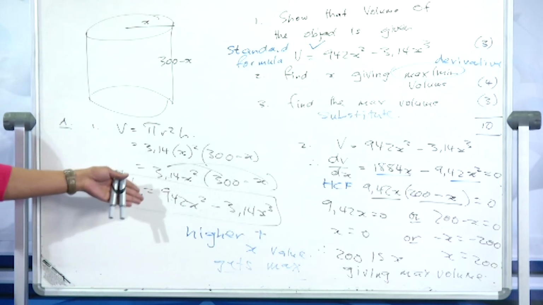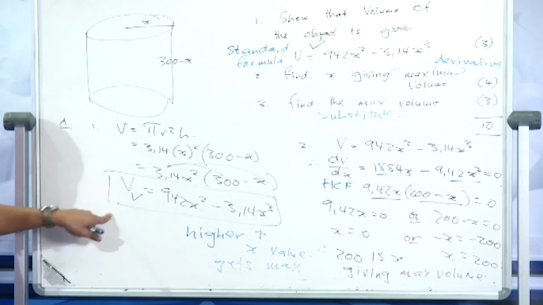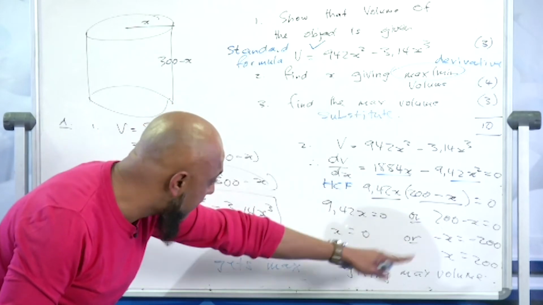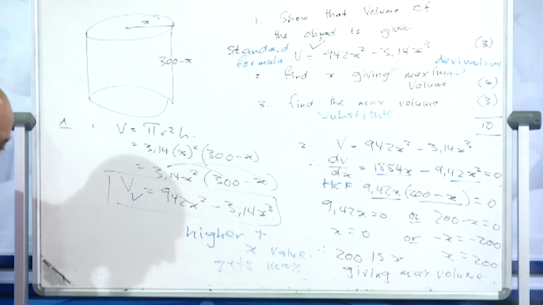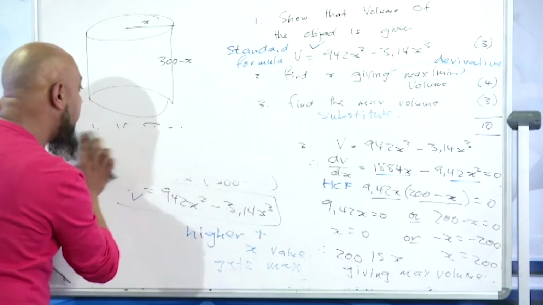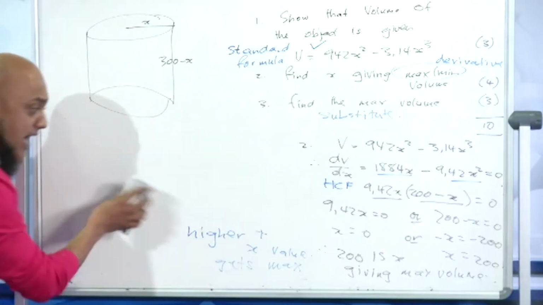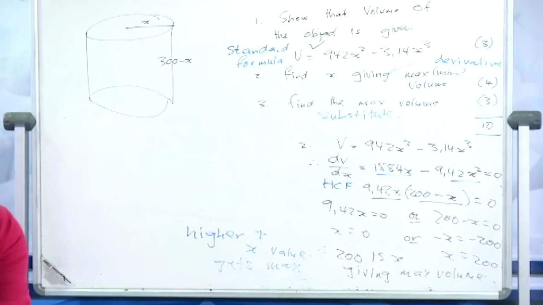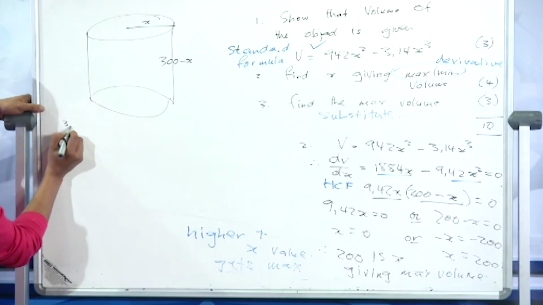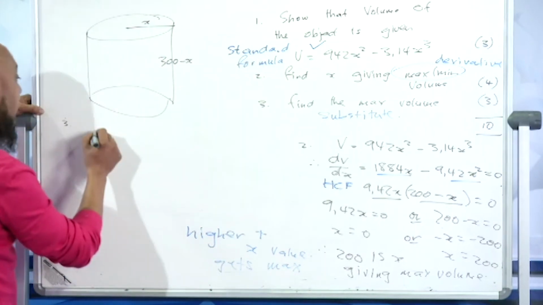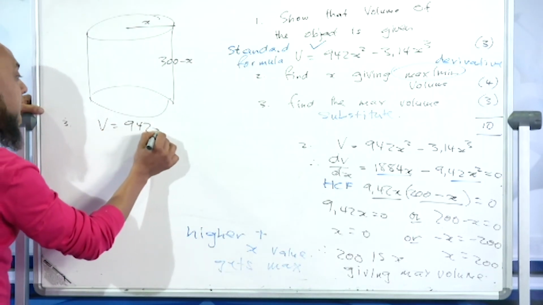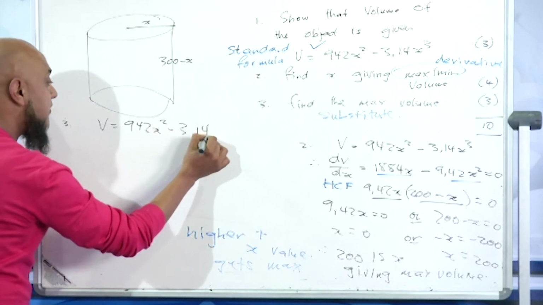Now they say question number 3. So what did we do? We got question number 1. We did the derivative. We solved for x. Now they say find the maximum volume of the shape. So obviously we now found x. So the next most obvious thing to do is to plug that x back into original. So v is equal to 942x squared minus 3,14x cubed.